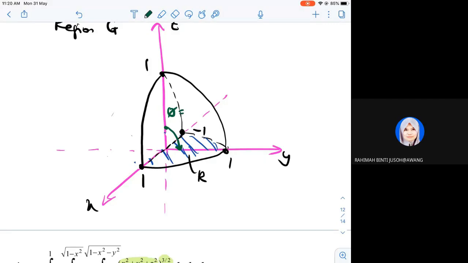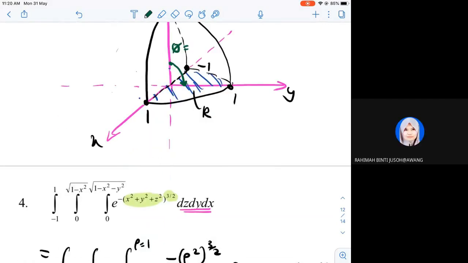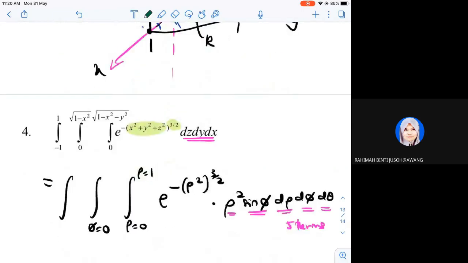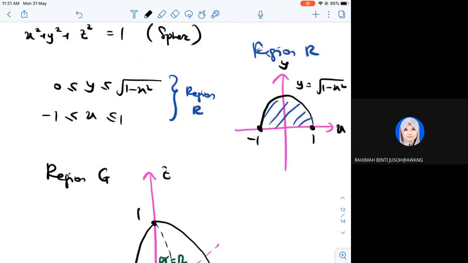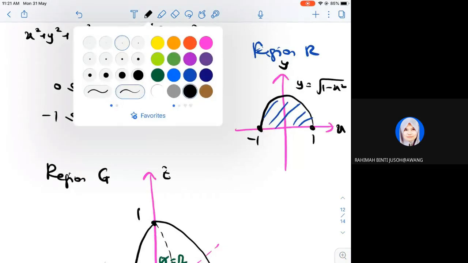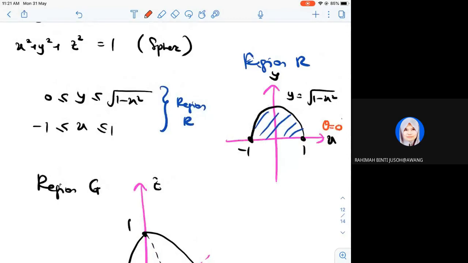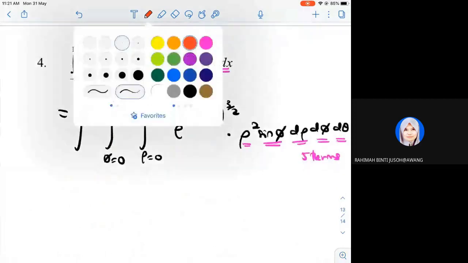Phi equals to what? Pi over 2. Yes, very good. Pi over 2, okay, because it is a hemisphere, right? So phi from 0 until pi over 2. Okay, and now theta? Theta from? 0 to pi. 0 to pi. Okay, well done. Very good. 0 to pi, because we can see from here, theta from 0 degrees until theta equals to pi. Like that. So theta from 0 until pi. Okay, well done. Very good.